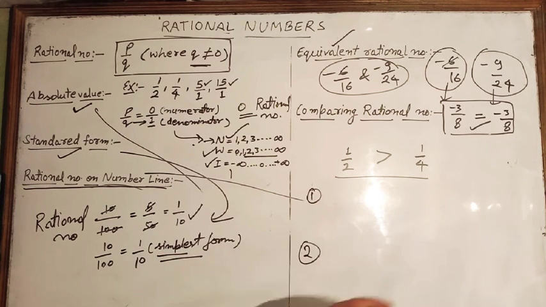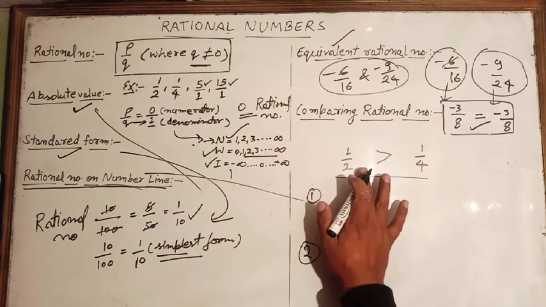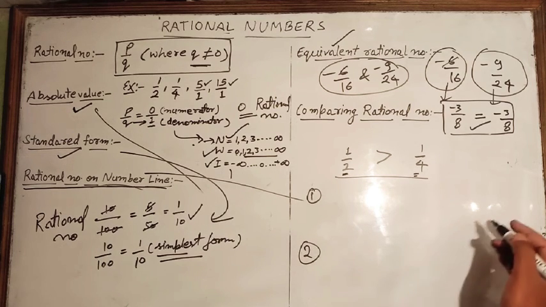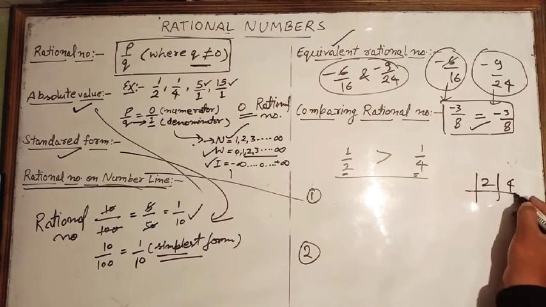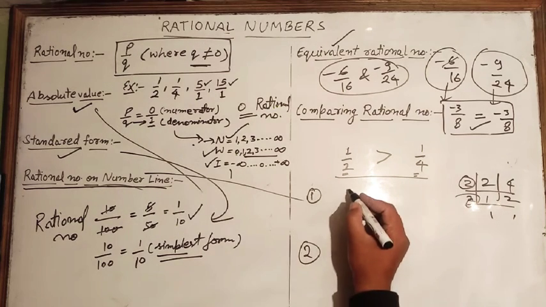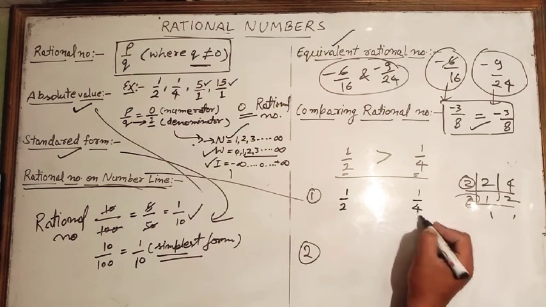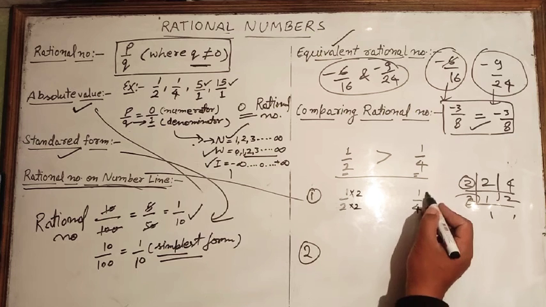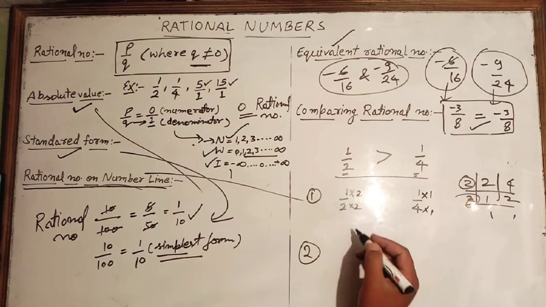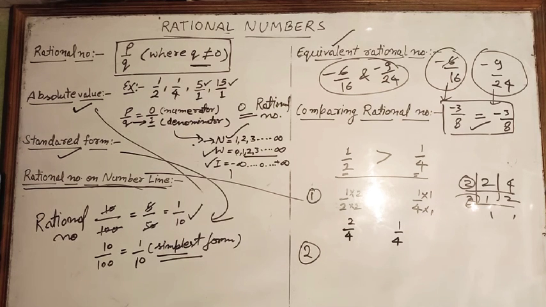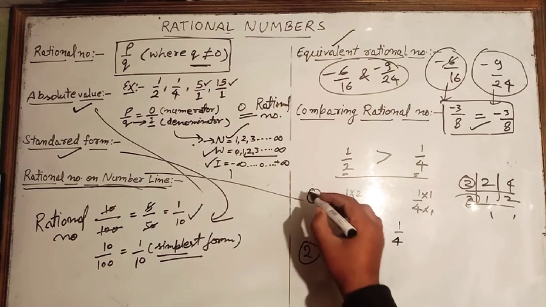The first method of doing this is to compare the denominators first. Here it is 2, here it is 4. Make the denominators equal. How will you do it? Take the LCM of 2 and 4. The LCM will be 4, since 2 times 1 is 2 and 2 times 2 is 4. Now make the denominators equal. The first fraction is 1 by 2, the second is 1 by 4. What will we multiply? The denominator should be 4, right? So we multiply by 2, and it will become 2 by 4, and this will remain 1 by 4. This is your result. This is the first method.